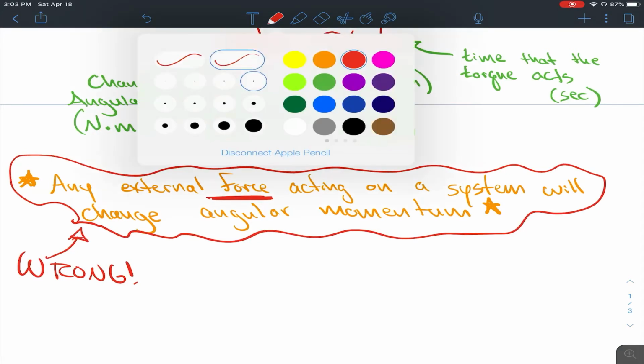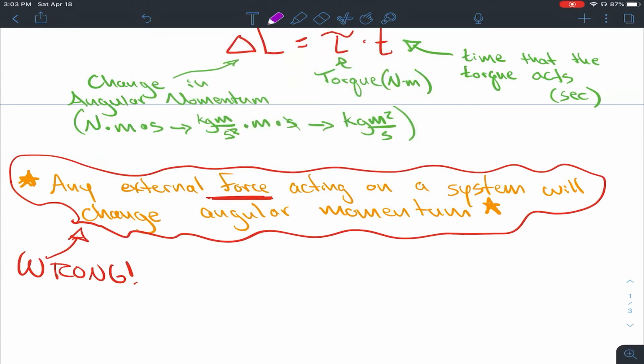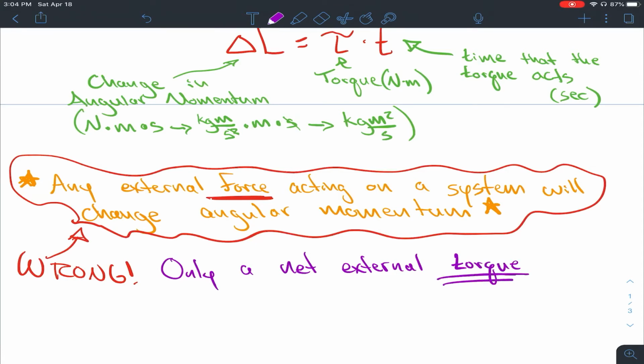The more correct way to say this is that only a net external torque will change our angular momentum. It has to be external to our system. It can't be coming from within our system. That is really important. It's a big idea that not all forces are torques. So only a net external torque will change angular momentum.